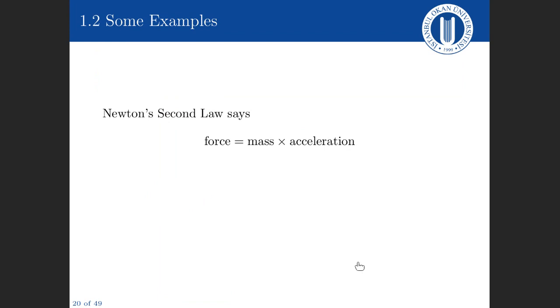Newton's second law says force is equal to mass times acceleration. The mass is 10 kilograms and the acceleration is the derivative of velocity. So force must be equal to 10 dv/dt. Let's just talk about units again. Note that for acceleration dv/dt, v is measured in meters per second, t is measured in seconds. So acceleration is measured in meters per second divided by seconds, or meters per second squared.